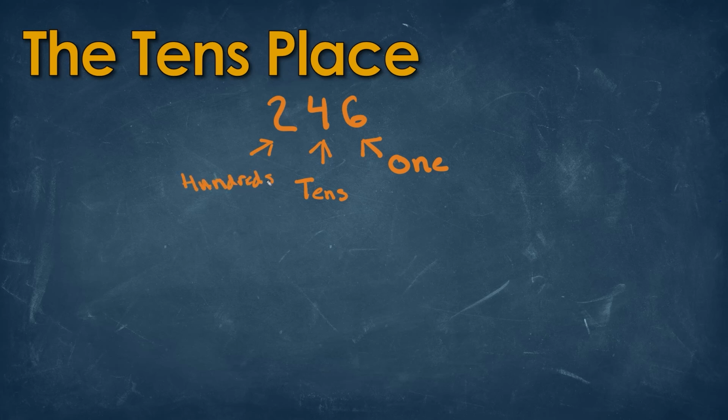So if we have another example, say for instance, we have the number 692. Well, again, this value on the very right, that's the ones place. The middle number is the tens place. And here on the very left, we call that the hundreds.